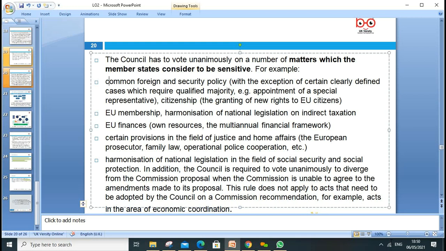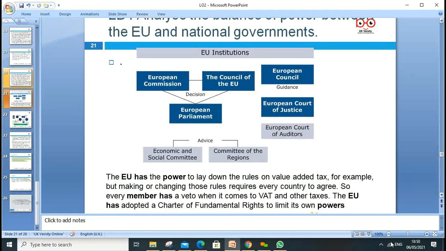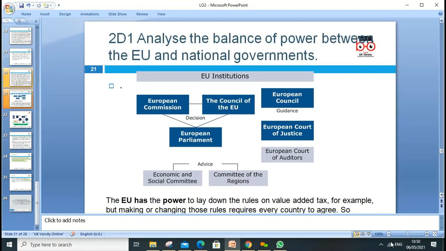Citizenship, granting new rights to EU citizens, harmonization of national legislation on indirect taxes, EU finances, own resources and multinational financial framework, and certain provisions in the field of justice and home affairs, and the organized voting system for all 28 states. Now of course, the UK has left. So that's the purpose of these voting rules, the majority and unanimity, so we discussed 14 states out of 28.